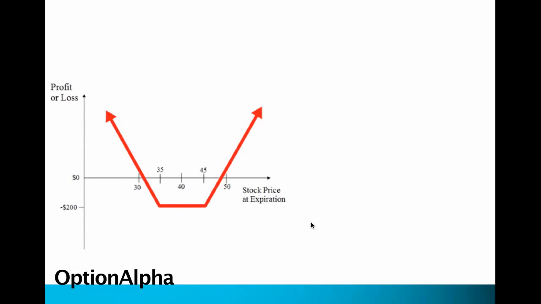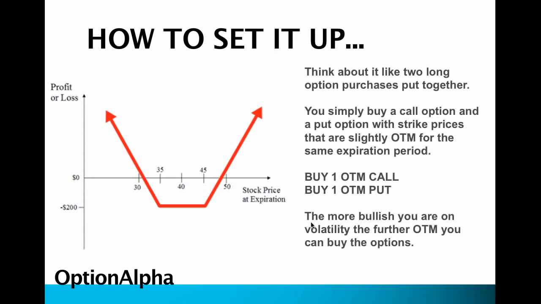How to set up this strategy? It's very easy. Think about it like purchasing two out of the money options put together. So all you're going to simply do is buy a call option and buy a put option with strike prices that are slightly out of the money but for the same expiration period.